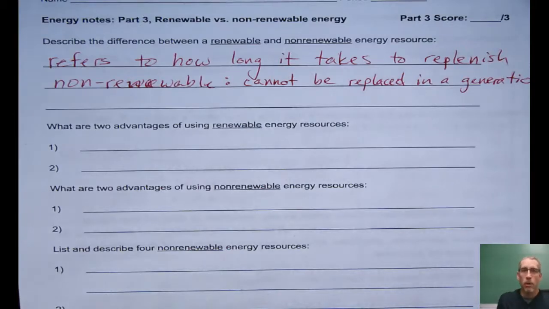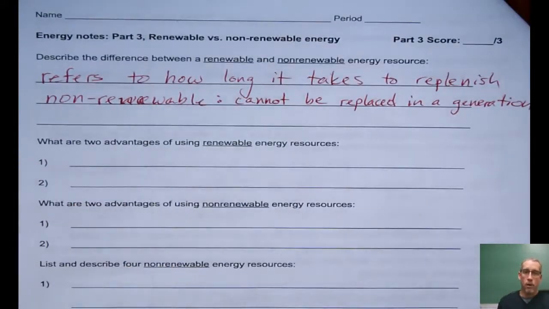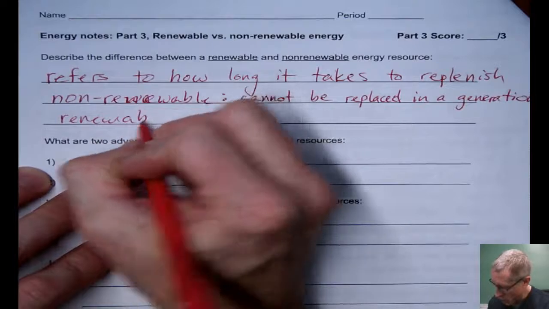So we're good a million years or millions of years from now, but we're not very good right now getting coal. So once we use up the available coal or other, what we refer to as fossil fuels, then there's going to be no more. So then renewable is just the opposite.